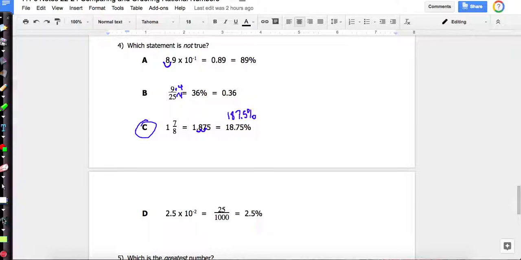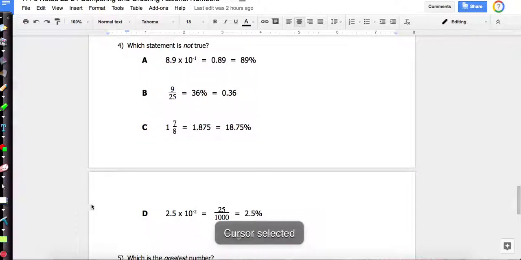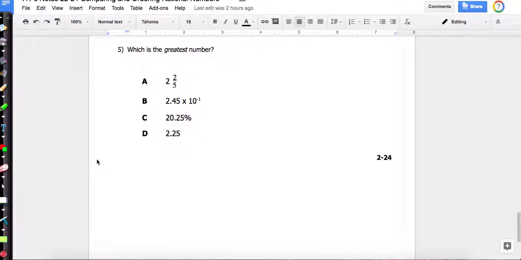Okay, let's move on to our last example. It says, which is the greatest number? So what do you think I should do to find the greatest number? Good, change all of these to decimals. So I'm going to make this a friendly fraction so that I can easily change this to a decimal. So 2 times 2 is 4. 5 times 2 is 10. And what did I forget here? Put the 2 in front. So how would I write 2 and 4/10? 2.4. Good. Now this one is 2 and 45/100 times 10 to the negative first.